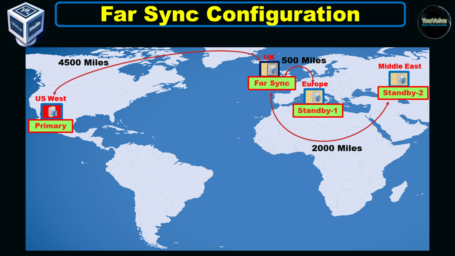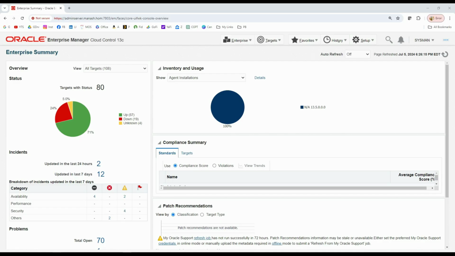Now that we have learned about the parsing configuration at a high level, let's create a parsing instance to see it in action. I will create the parsing instance using OEM since we are mainly focusing on OEM techniques in this series. The steps and commands to manually create the parsing instance can be accessed from my Google Drive using the link in the description of this video below.